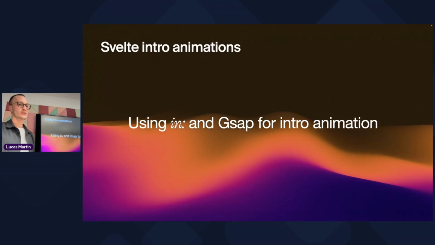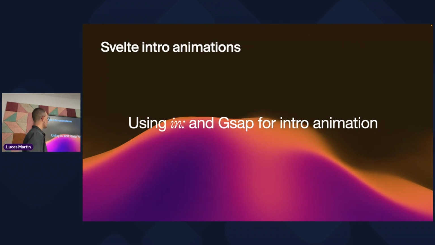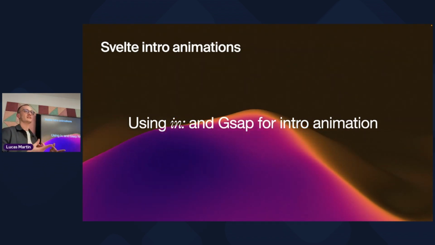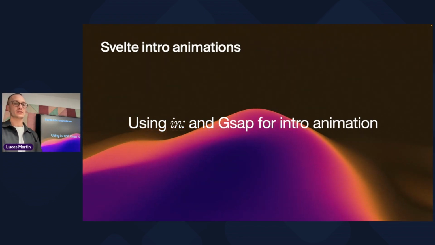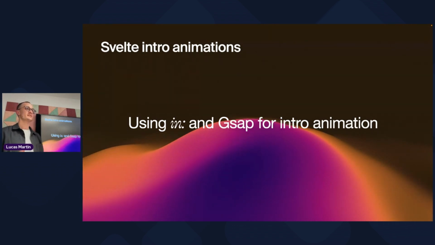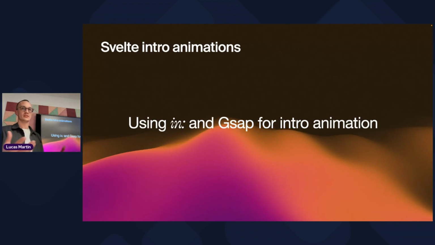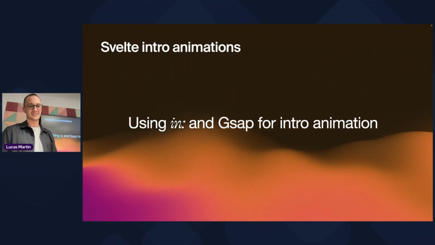The last use case I want to talk about is the in function. In SvelteKit, whenever an element is added to the DOM, then you can run a function. It's nice when you have some effects when you are clicking on a button and something has to pop in, then you can control what animation you want to play. I mean, whatever function you want to play, it doesn't have to be an animation.